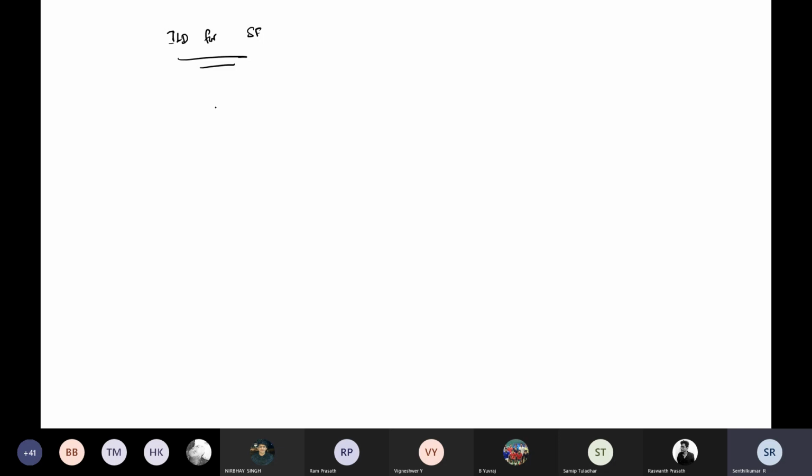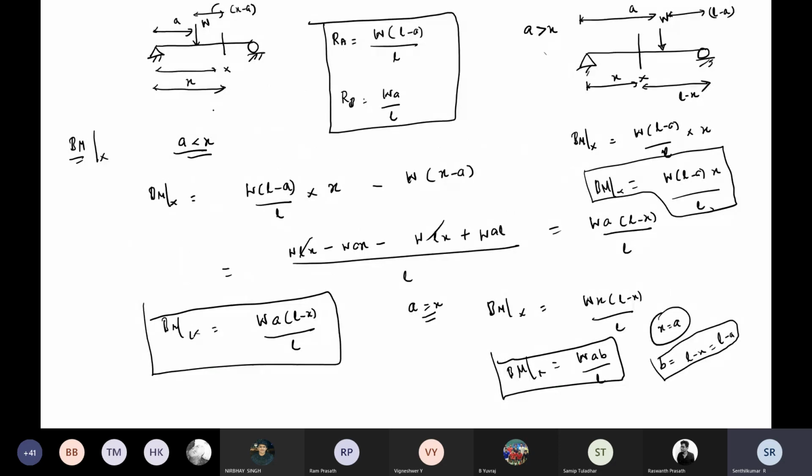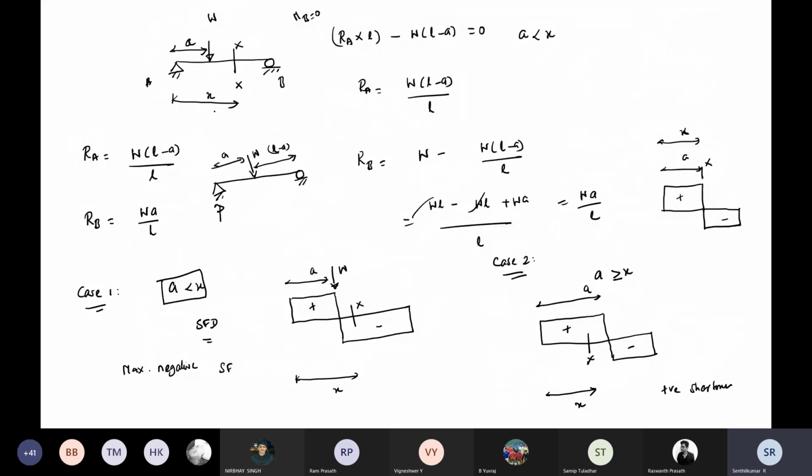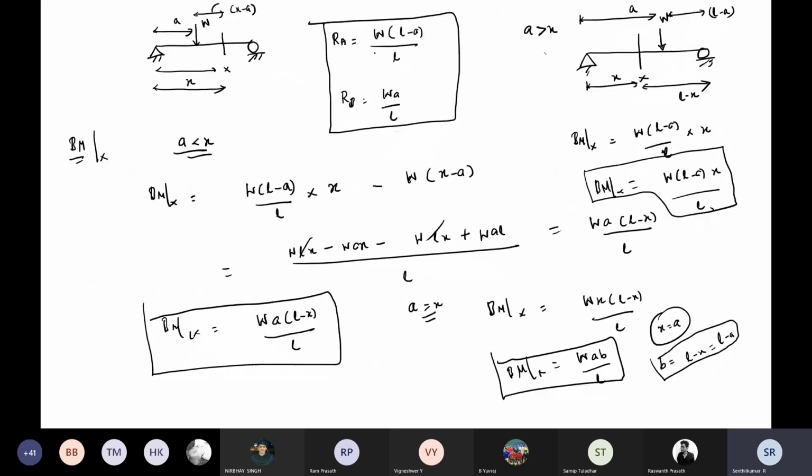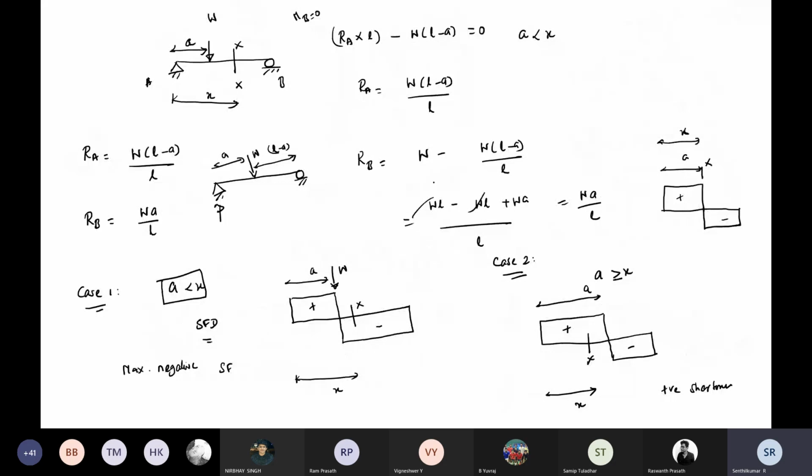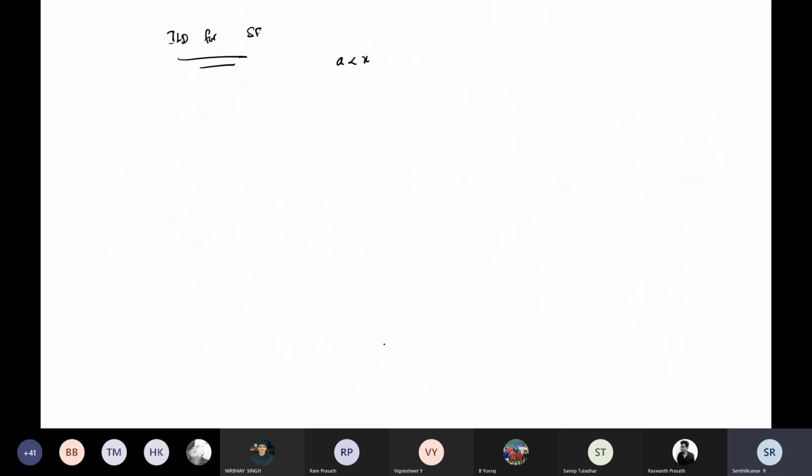We have already developed some equations for shear forces. For A less than X, the position gives positive shear force, whatever the value. What is the equation? What will be the shear force? We can derive it again. I have a simply supported beam.